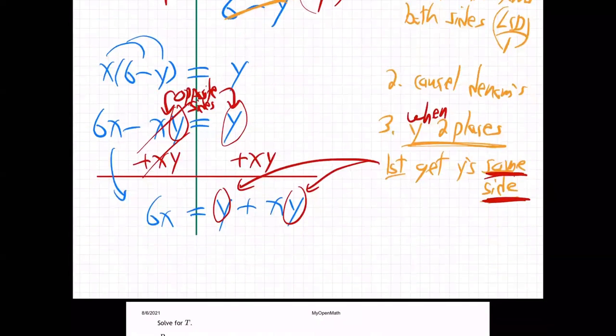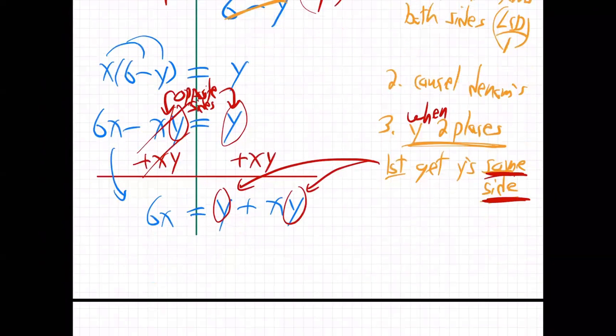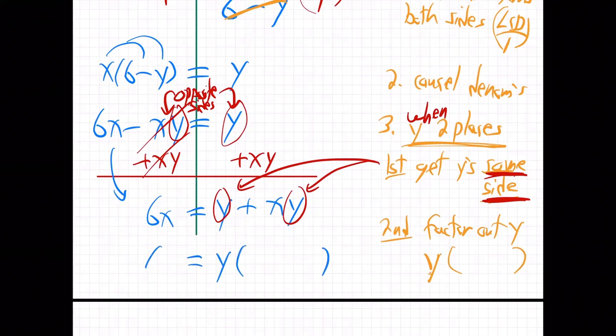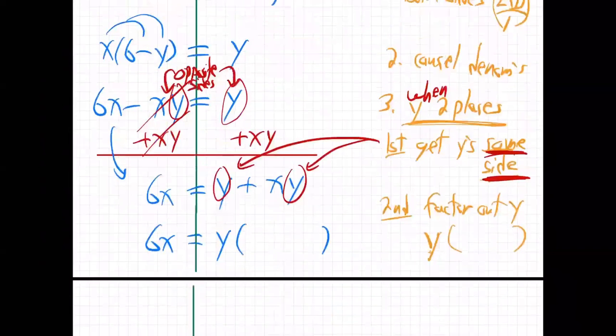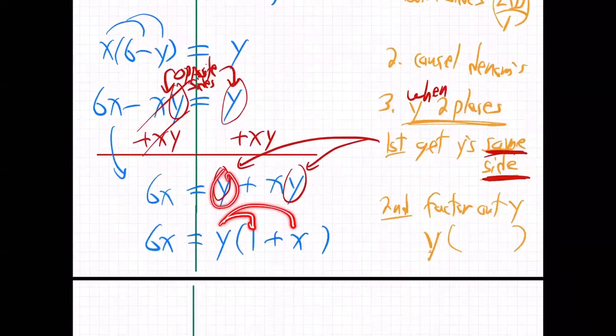Now, second, we're still trying to get y alone, and it's still tricky. Second, factor out the y, meaning y with parentheses. So in other words, this is going to become y, parentheses, leave the 6x over there, nothing much going on with it. So what's going to be in here? 1 plus x. Do you see that? y times 1 would be y, and y times x would be xy.